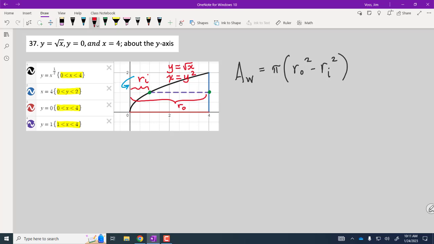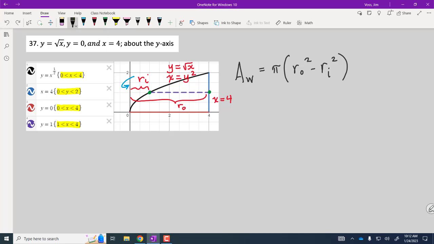The outer radius is simple. What's that x value? X equals 4. That right curve, that blue curve, is a constant, x equals 4. Wherever you draw your representative element, it's always the same curve on the right. It's always at x equals 4. So there's nothing functional about that right boundary. It's a constant. It's always going to be at 4.